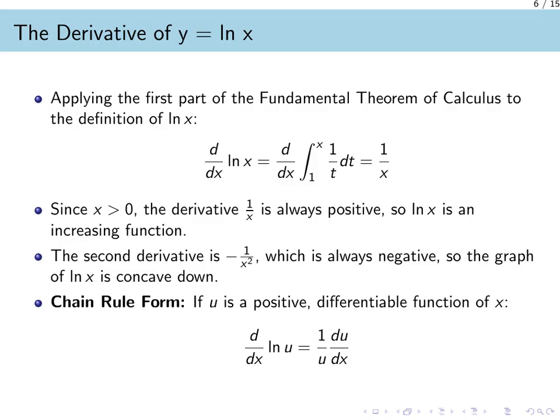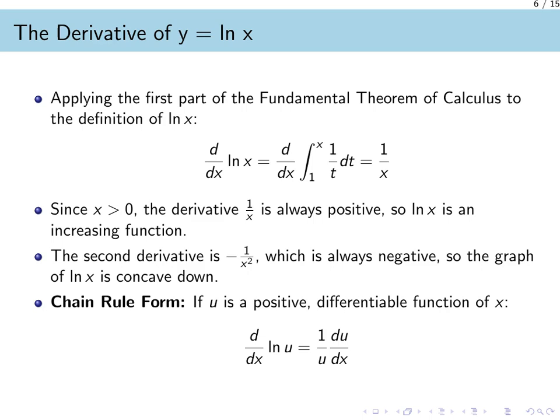If we take the derivative again, we get negative 1 over x squared. This second derivative is always negative, meaning the graph is always concave down, curving like a broad arch. For more complex functions, we can use the chain rule, which states that the derivative of the natural log of a function u is 1 over u times the derivative of u.